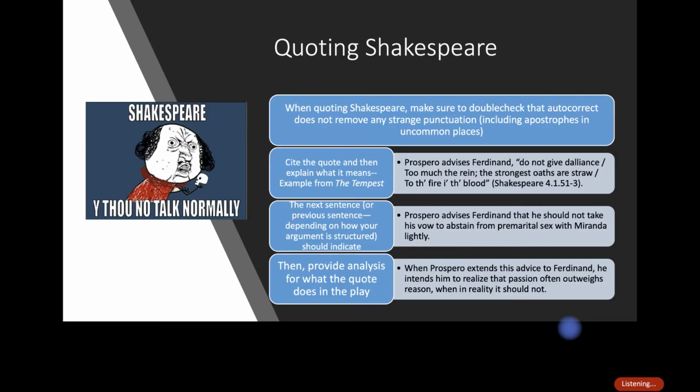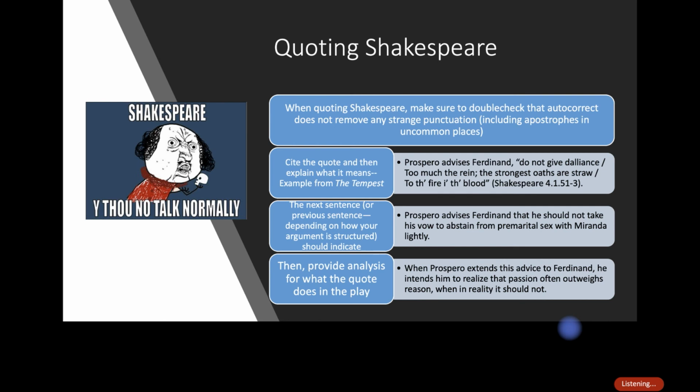So when you quote Shakespeare, make sure that you double check that autocorrect doesn't change stuff on you. There's some weird punctuation in strange spots, apostrophes showing up out of nowhere in The Tempest. You can see that in the quote that we just used. Prospero advises Ferdinand, "Do not give dalliance too much the rain, the strongest oaths are straw, to the," right, we know it's the fire in, we know it's in, but those letters are just missing. So we want to make sure that not only do we introduce all quotations, so the quote makes sense to the reader and provide some context, but also that quoting it is done properly as far as the weird punctuation and that sort of thing.